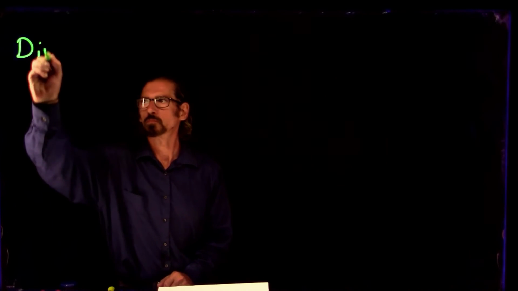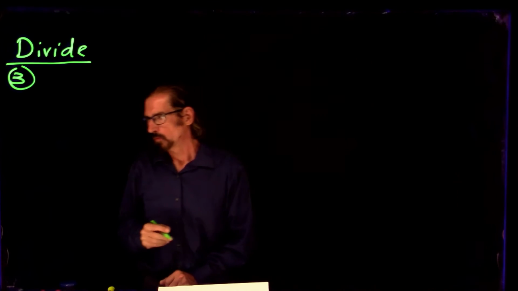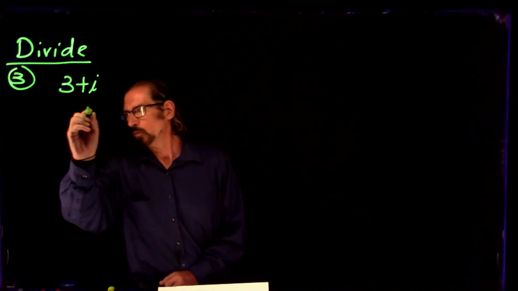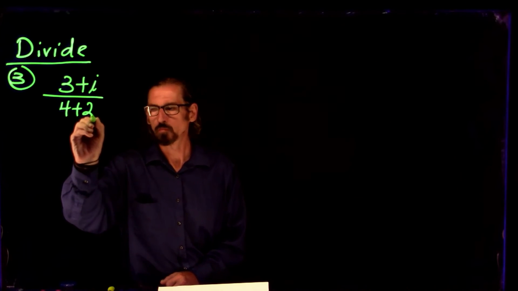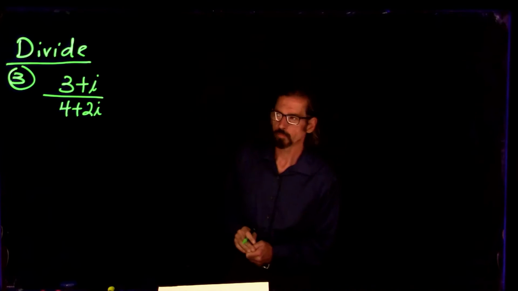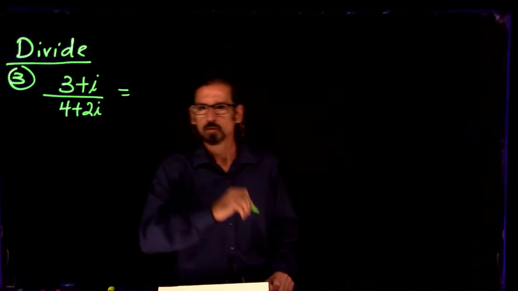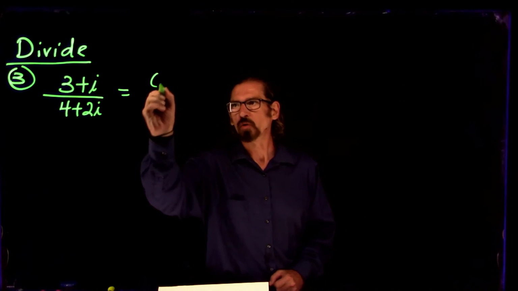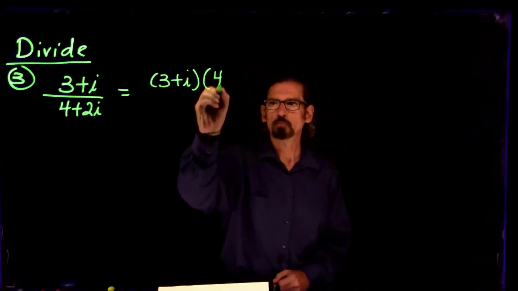As a final example for division, say we have to divide 3 plus i over 4 plus 2i. The complex conjugate of the denominator, switching the sign of just the imaginary part, we multiply top and bottom by 4 minus 2i.